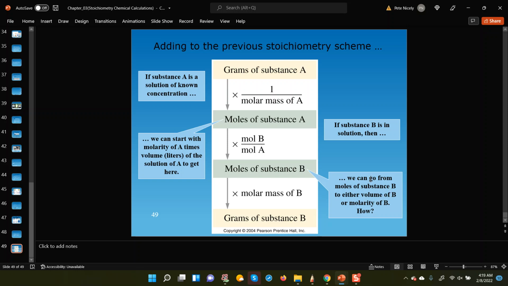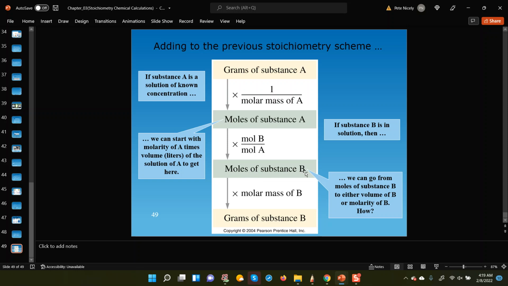So it says here, if you look at this box right here, we can go from moles of substance B to either volume of B or molarity of B. And how? Well, in the case of volume, you need the molarity. All you'd have to do is divide the moles of substance B by its molarity, and that will give you the volume in liters. And if the question is asking for the volume in milliliters, you can, of course, do the conversion easily. Or if the question is asking for the molarity, then we can divide the moles of that substance by its volume in liters, and that would give you the molarity.